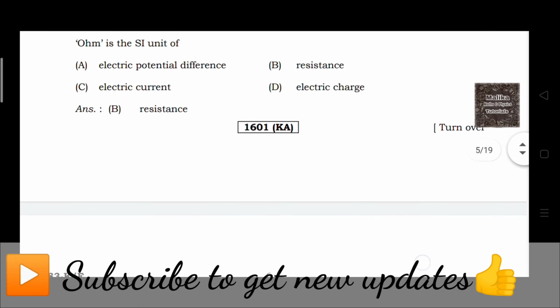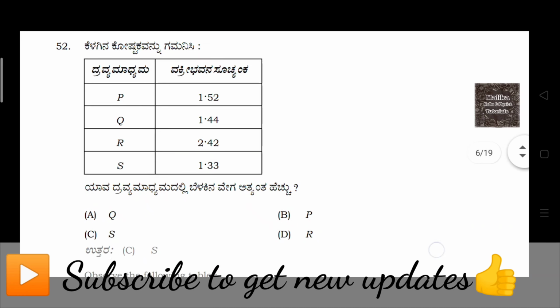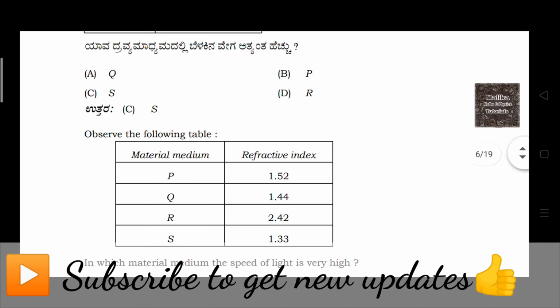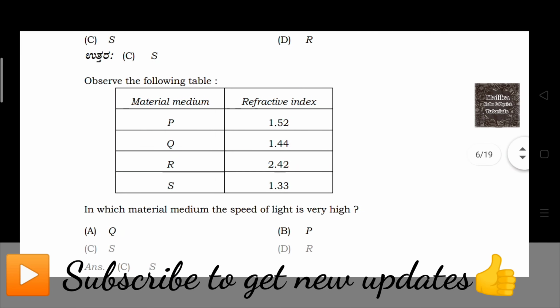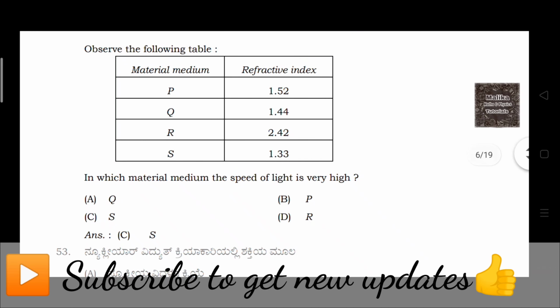Next question number 52. Observe the following material medium refractive index. In one column material medium is given, in another column refractive index of that material is given. So in which material medium the speed of light is very high?